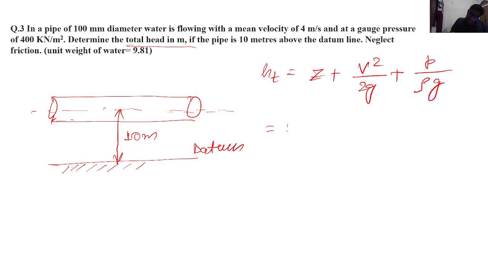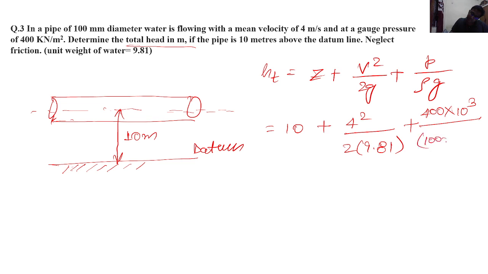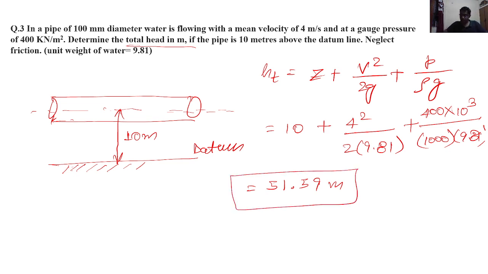So the datum head we know is 10 because it is 10 meters above the datum, plus the velocity head, just substitute the value of velocity, 4 square by 2 g, where g is equal to 9.81, plus pressure is 400 kilonewton per meter square, 400 into 10 to the power 3 newton per meter square, by density 1000 and g again 9.81. So the final value of the total head will come out to be 51.59 meters. Overall, this question was relatively easy.